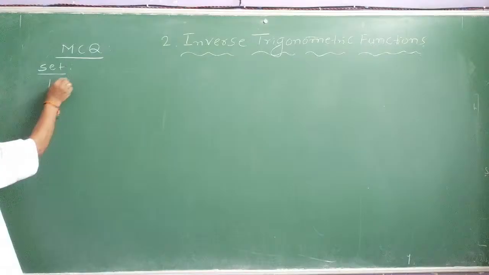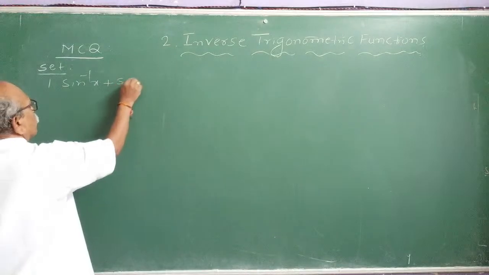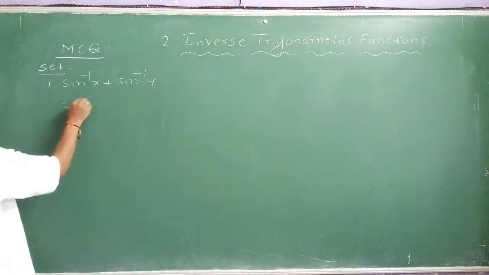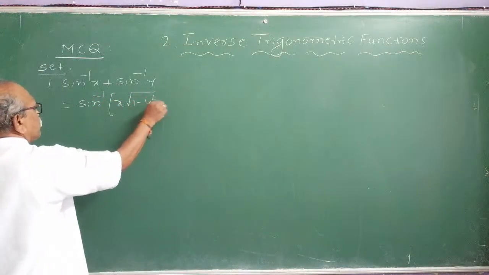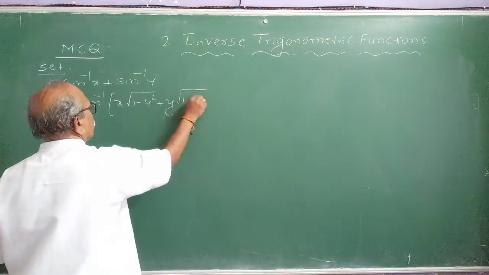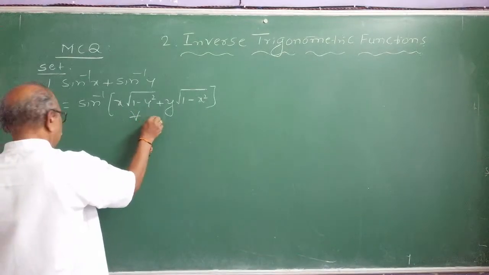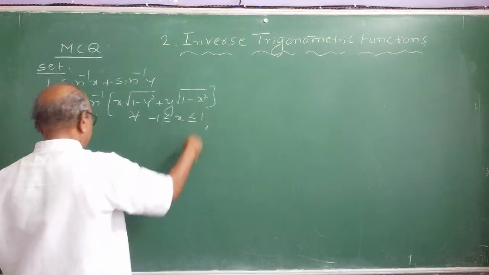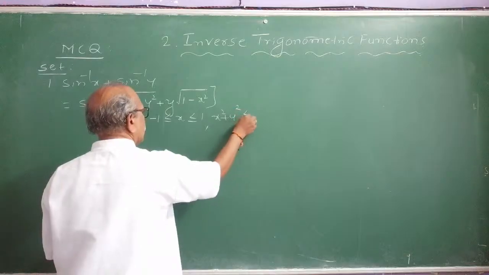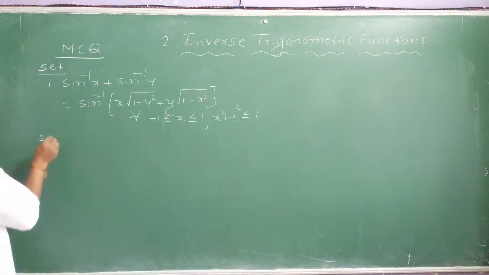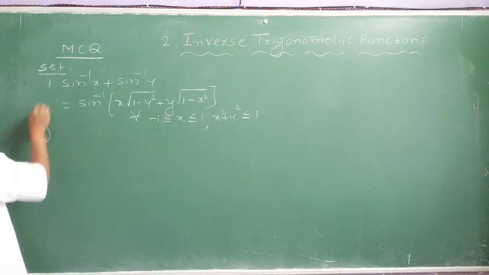The set is sin inverse x plus sin inverse y is equal to sin inverse of x root 1 minus y square plus y root 1 minus x square, provided x lies between minus 1 and plus 1, and x square plus y square is less than or equal to 1. They are the restrictions. In the same set, this is the first result.